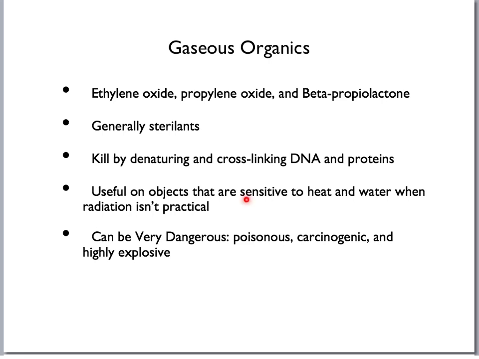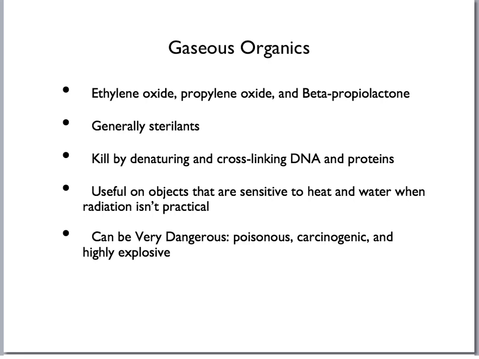They're used on objects that are sensitive to heat and water when radiation isn't practical. Radiation is really the other go-to. You could take the blankets and the pillows and put them under gamma radiation for 6 hours, or you could do an ethylene oxide treatment. An ethylene oxide treatment still takes like 6 to 24 hours, so it's not any faster, but it can be cheaper because you can do it in-house.